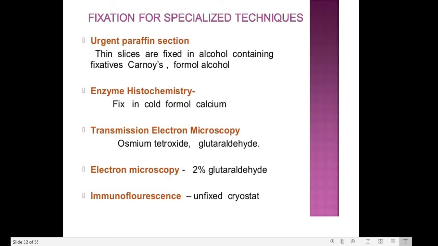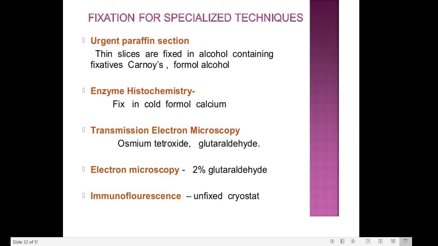Then for TEM analysis, it's a very important one, osmium tetroxide and glutaraldehyde. These two things are added for the fixation of TEM samples. Then for electron microscopy, SEM analysis, 2% glutaraldehyde is added to the sample. Then for immunofluorescence, we need not fix the cell, but we add the fluorescence. Every fixation is very important.